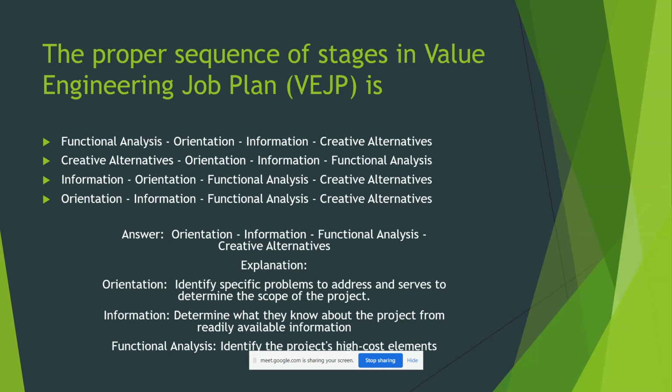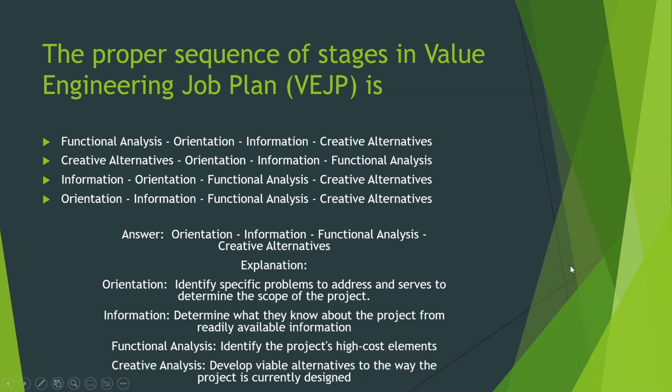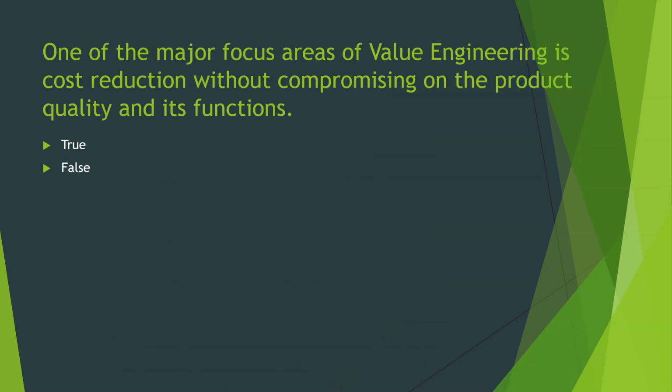And then with the information collected so far, we would like to identify the project's high cost elements, basically the bottlenecks. And then in the creative analysis part, we would like to develop viable alternatives to the way the project is currently designed. So if there are any other alternatives, we would also like to consider that. This is the generic procedure of the value engineering process.